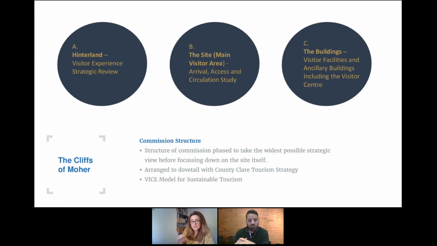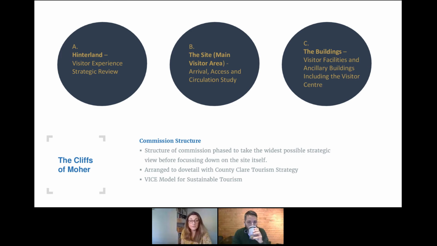And really key to the approach, and something that we're keen to share with you today, and happy to take further questions on, is the structure of the commission itself. What has been interesting is the way in which the client, with ourselves, have managed the process. So thinking about the objectives of the commission, i.e. this wide-ranging strategic view, is making sure that your commission structure, the way in which you commission services, actually helps you to achieve that goal.